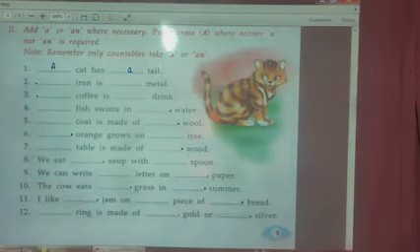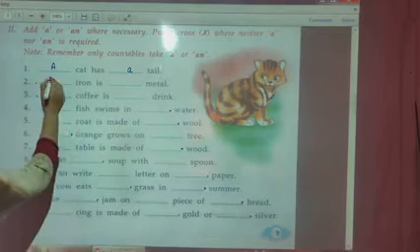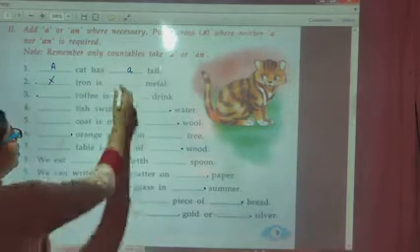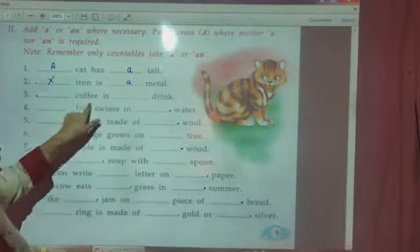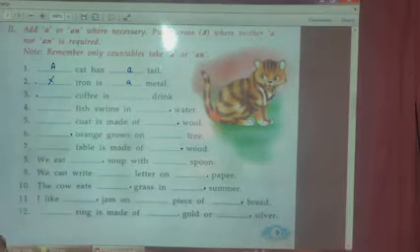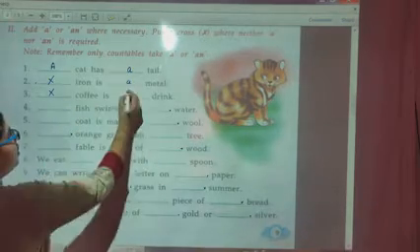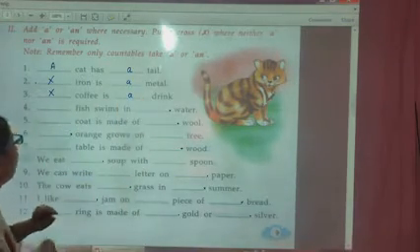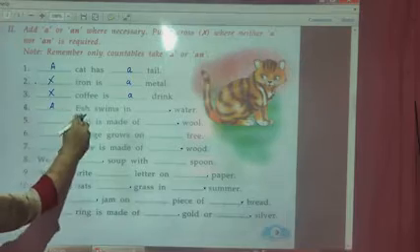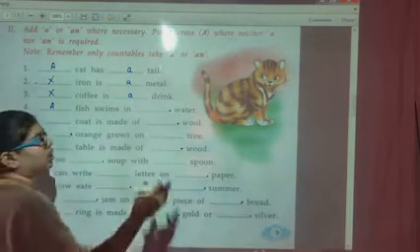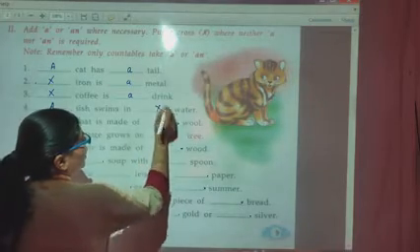Now iron, it can't be counted. So we give a cross. Iron is a metal. Here coffee. We cannot count coffee. So cross. Coffee is a drink. A fish swims in water. Can we count water? No. So we will be crossing it.